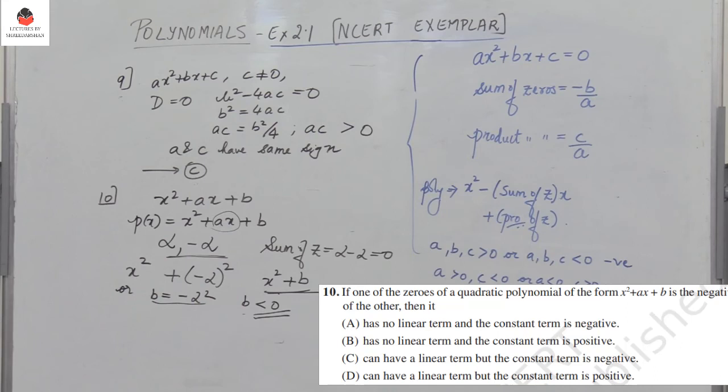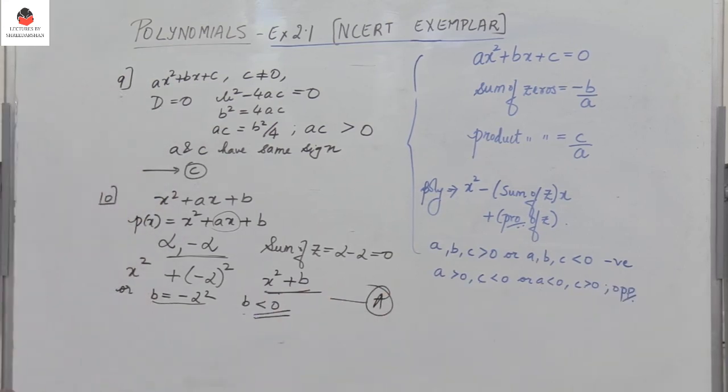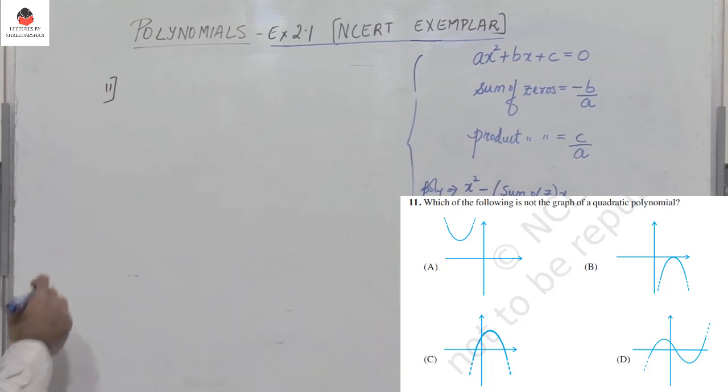So check all the 4 options. The right option is it has no linear term and the constant term is negative. So the right option is option A. So question 11 is a very easy one. Which of the following is not a graph of a quadratic polynomial?